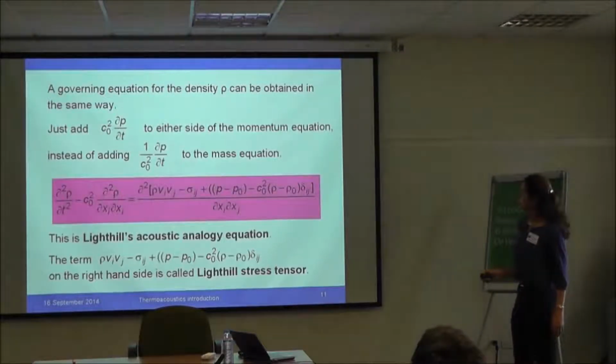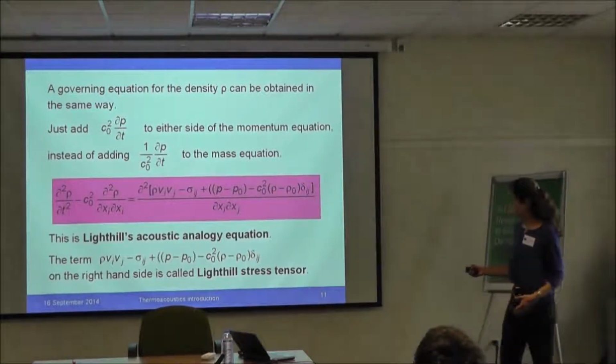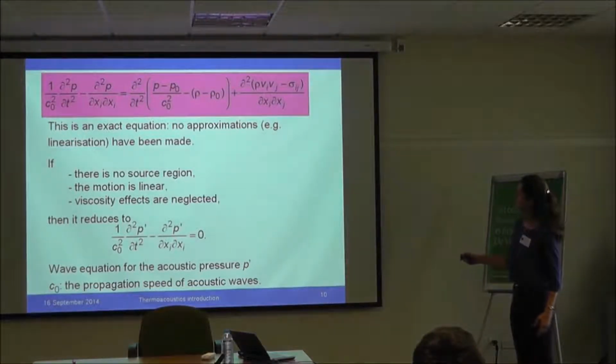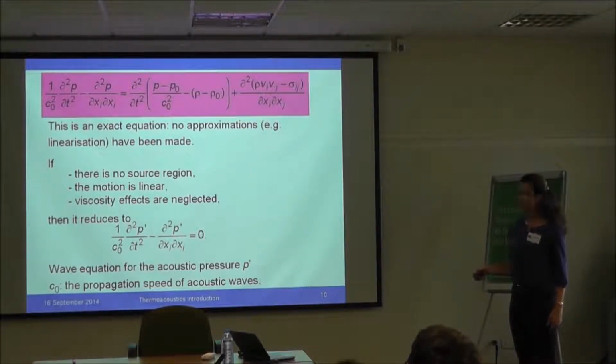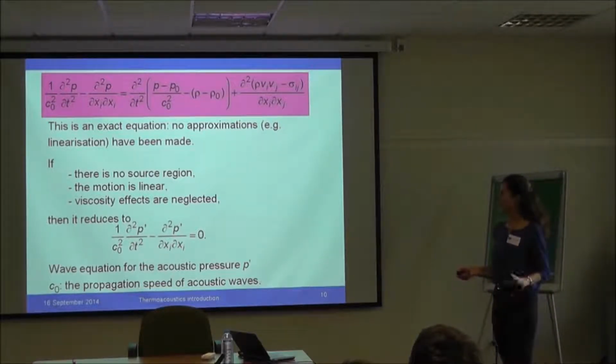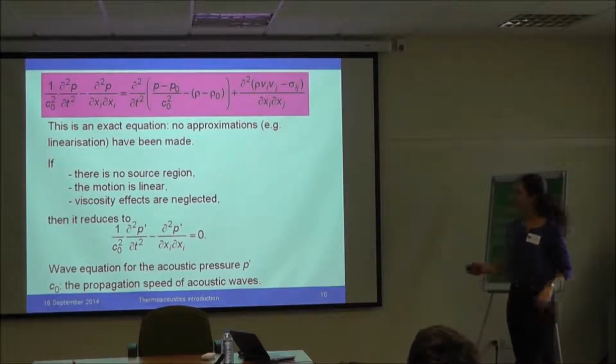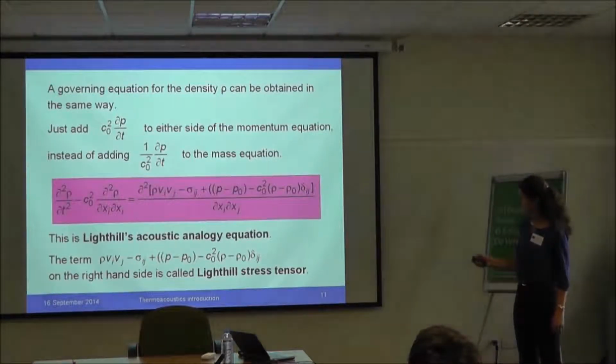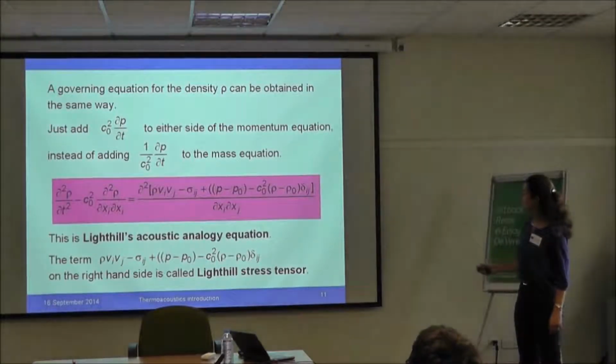Right, so here I've derived the analogy equation in this form with the pressure on the left-hand side. An alternative is to do the manipulation in a slightly different way and derive an equation with rho, the density, on the left-hand side. That's directly equivalent. I've described here how it's done.